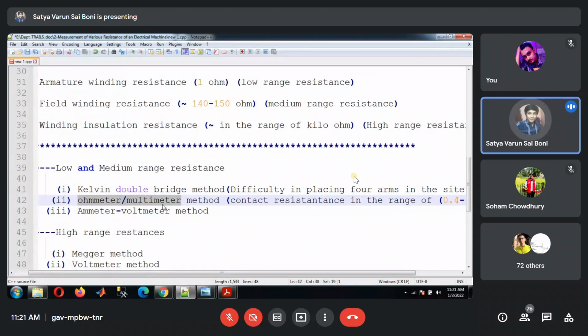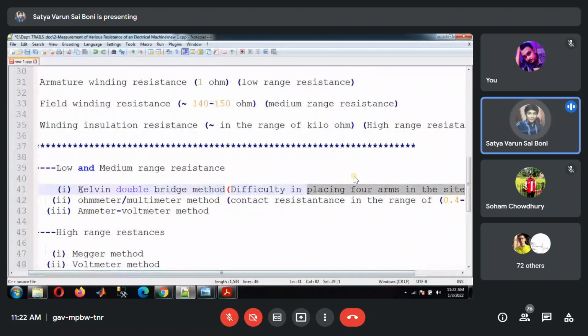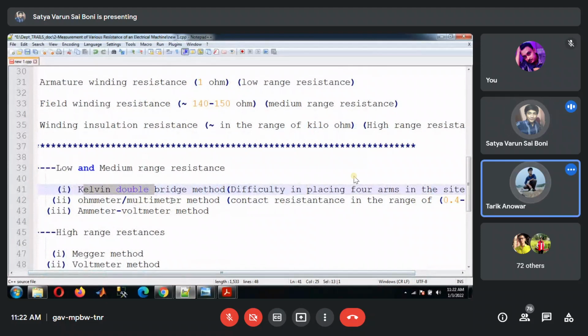Coming to the Kelvin double bridge method, this contact resistance won't come into the picture, because the Kelvin double bridge method avoids the contact resistance. But the difficulty comes when we are placing the four arms of this Kelvin bridge in the experimental setup, because it is very difficult to set up in real time. If you go for a hardware case and want to set up this Kelvin bridge, there should be a proper setup to implement this Kelvin double bridge.